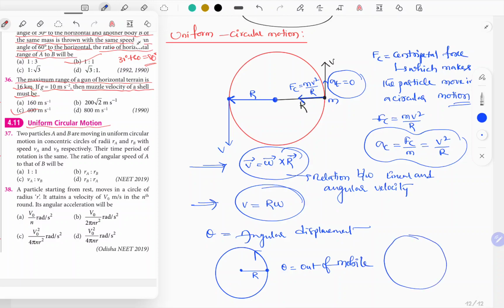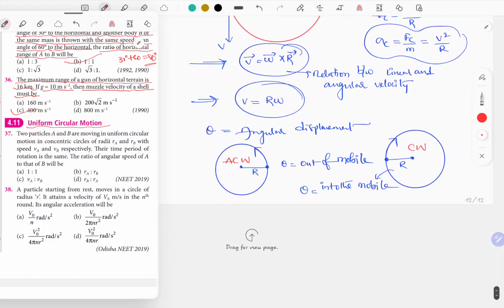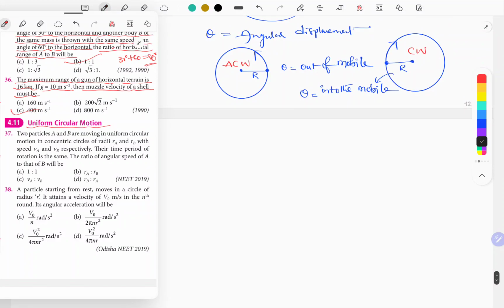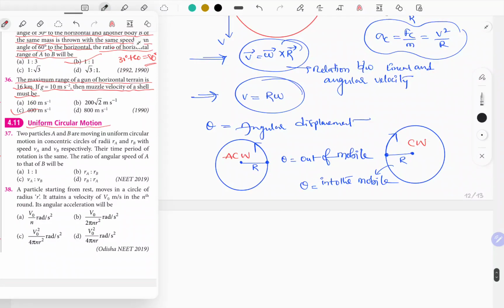If a particle of radius r is moving in a clockwise direction, then theta is going to be into the board. This is the point you have to remember. For anti-clockwise direction, theta is out of the board. For clockwise direction, theta is into the board. Remember this point. Now let's solve numericals based on this. V is equal to r omega. Remember, the relation between linear velocity and angular velocity is v is equal to r omega.